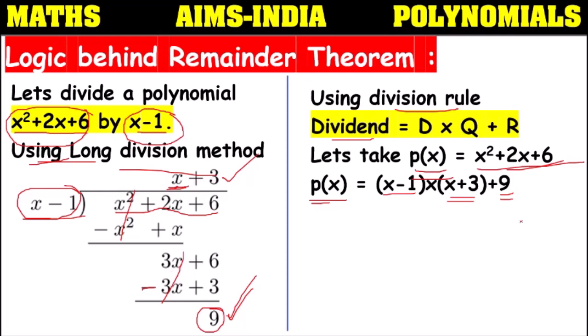So here, now I want the remainder. Suppose if you observe the divisor here, x minus 1 is there. So for what value of x?